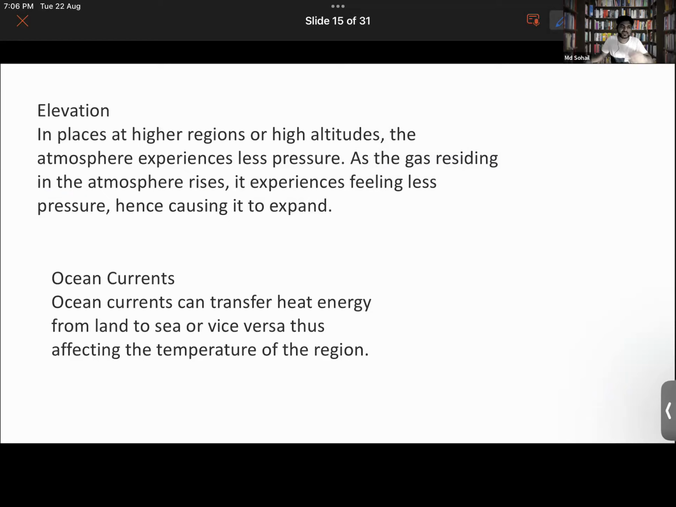So what will happen now? The heat might either get transferred from the ocean towards the continents or from the continents toward the oceans. So this leads to the generation of ocean currents. Getting it? This leads to the generation of ocean currents. So in this, basically the concept of sea breeze and land breeze will come into action. Sea breeze and land breeze.